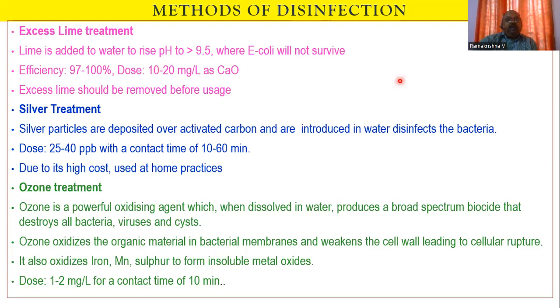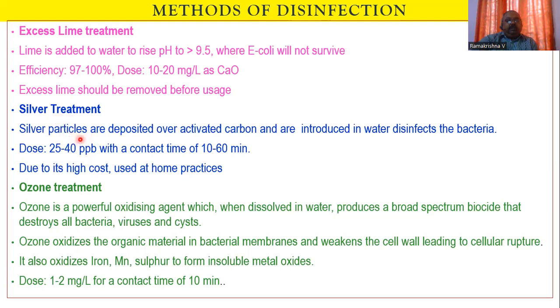In excess lime treatment, lime is added to the water to raise the pH to greater than 9.5, where E. coli will not survive. Efficiency is up to 100%. Dosage is 10 to 20 milligrams per liter as dry lime, CaO. Excess lime should be removed before usage because it gives a bitter taste. It should be removed using recarbonation, and then the excess lime is removed through different methods.